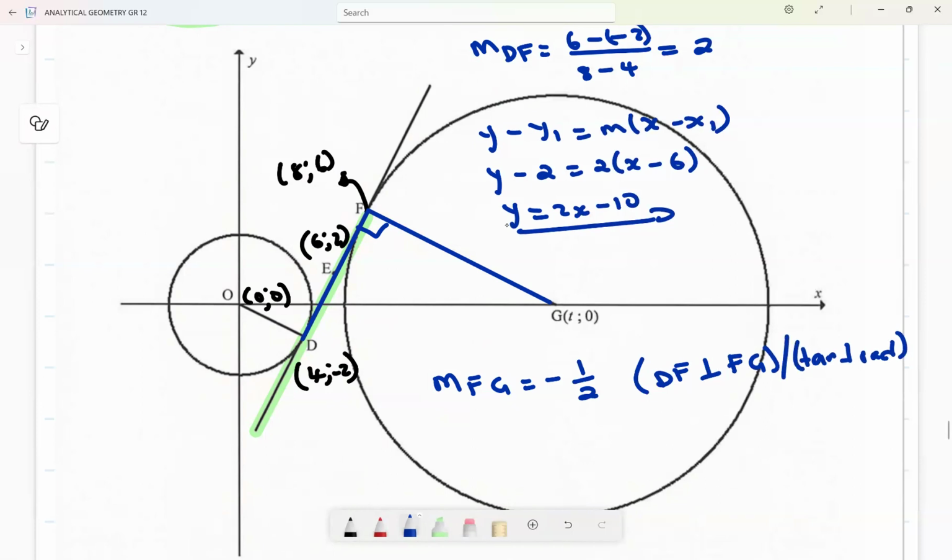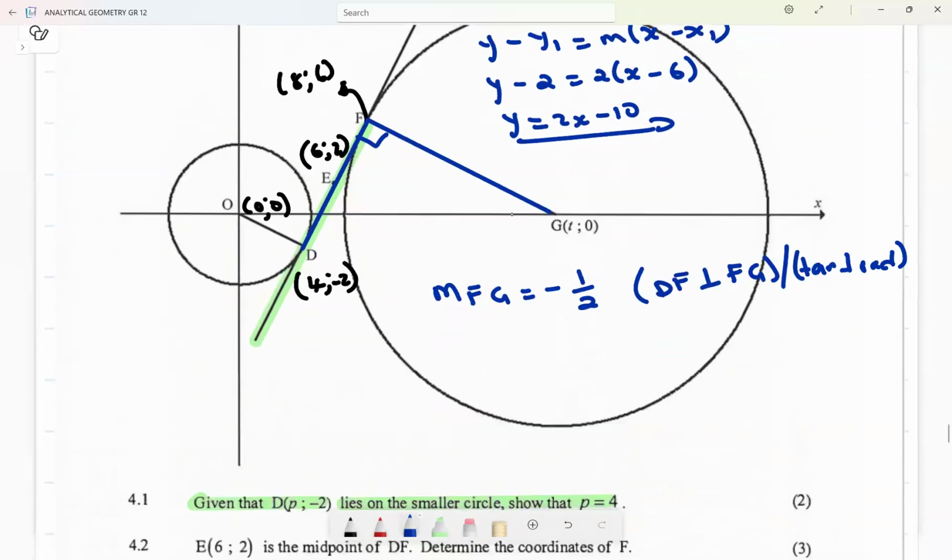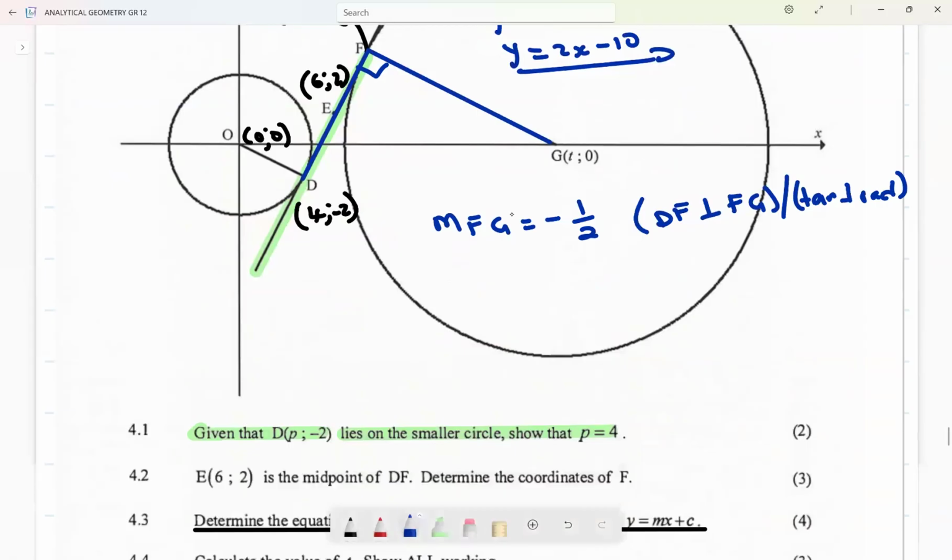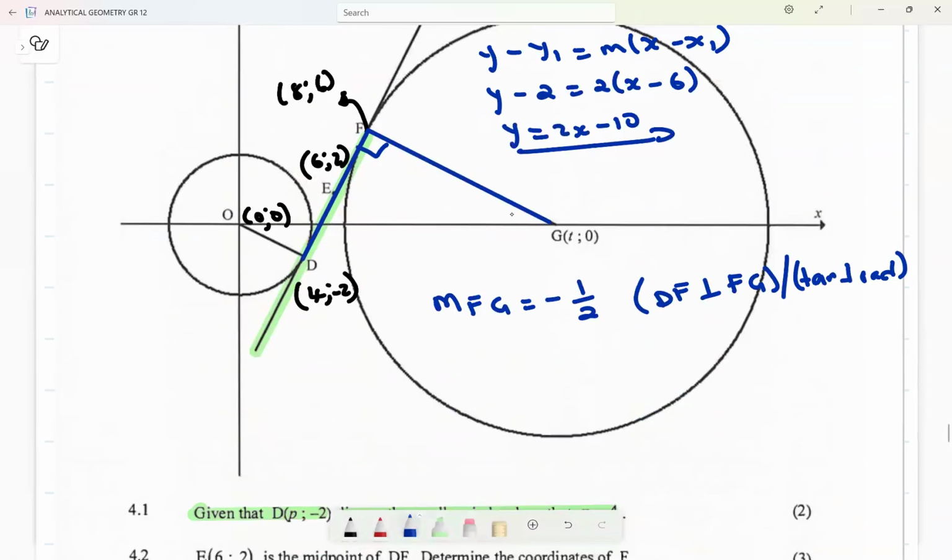And then if I have the gradient now, I can say, okay, let me use the gradient formula because it's beautiful. The gradient of FG is negative half. And then, actually, how can you find the gradient of FG? It's going to be y minus y: 0 minus 6, or you can say 6 minus 0 is fine, and then t minus 8. It is equal to negative half.